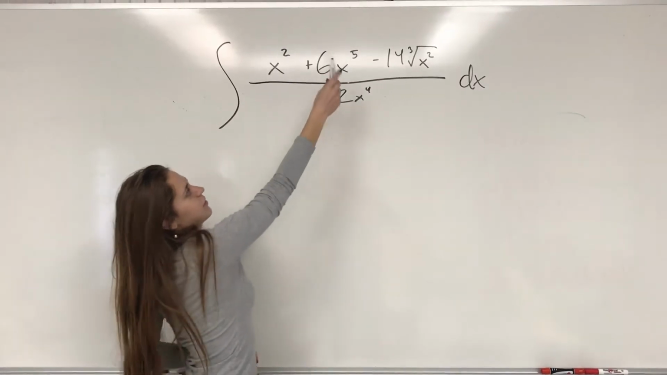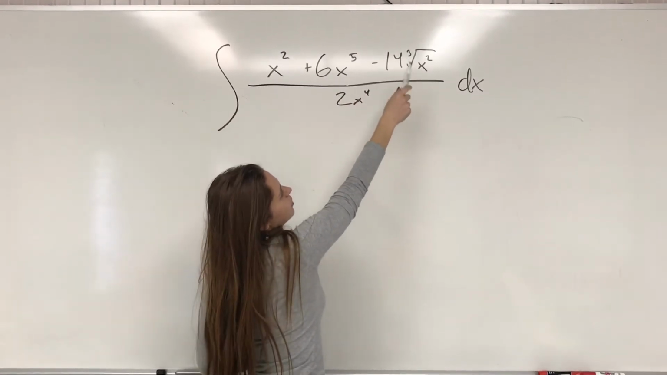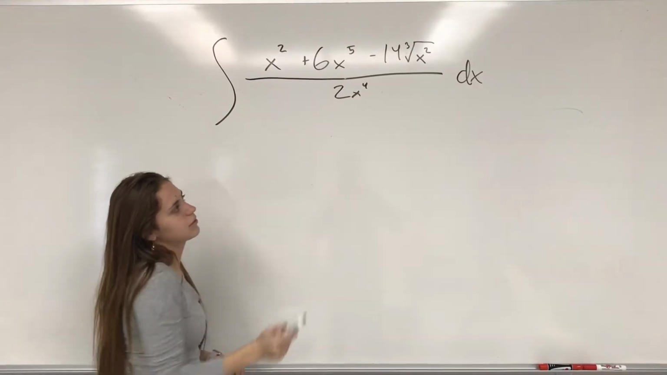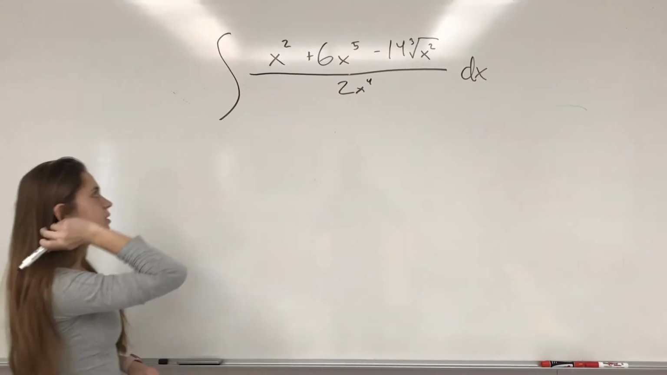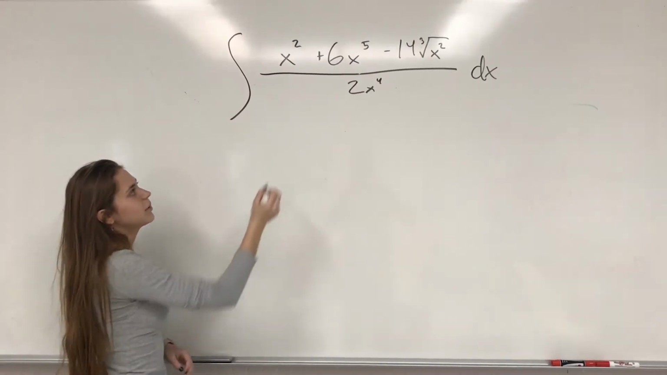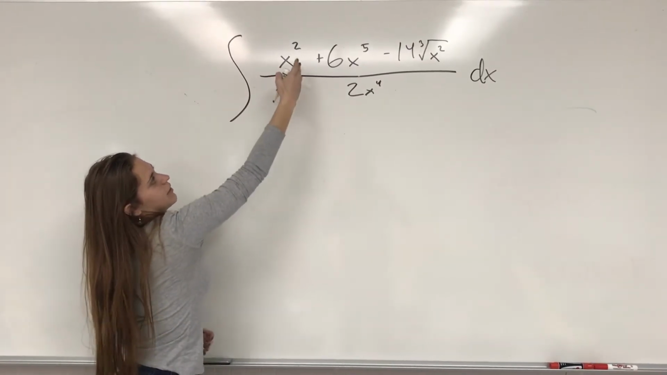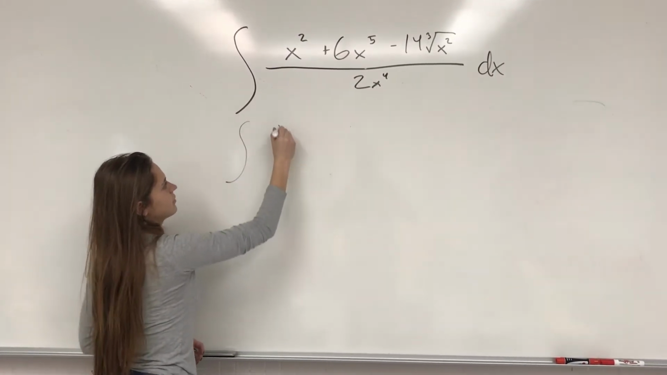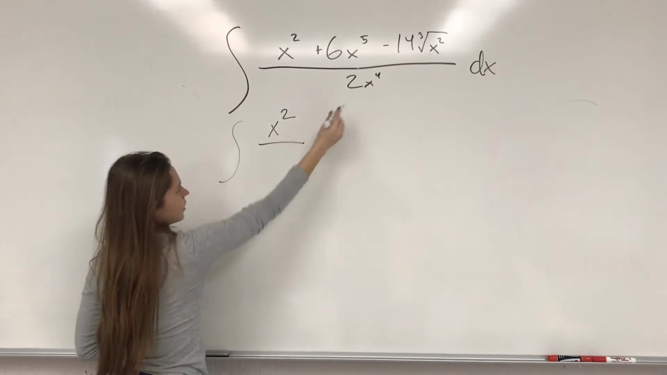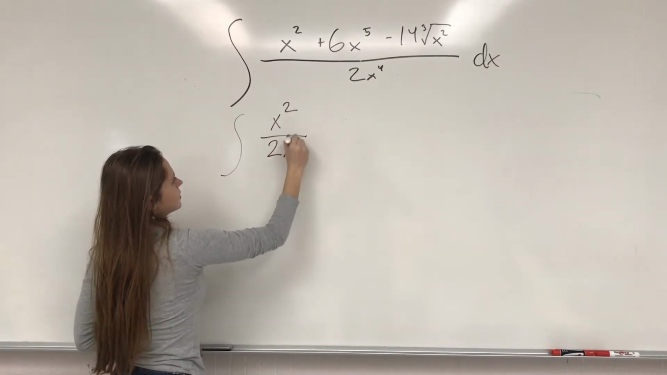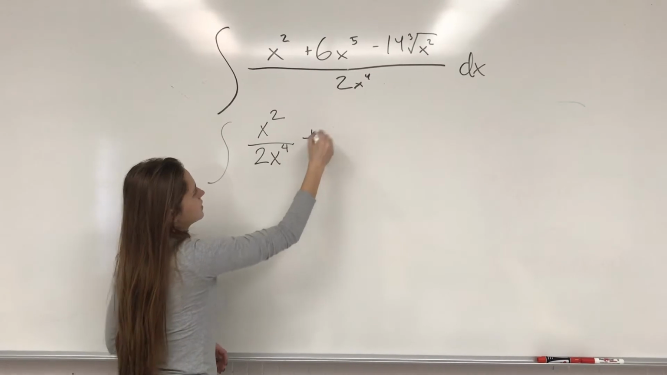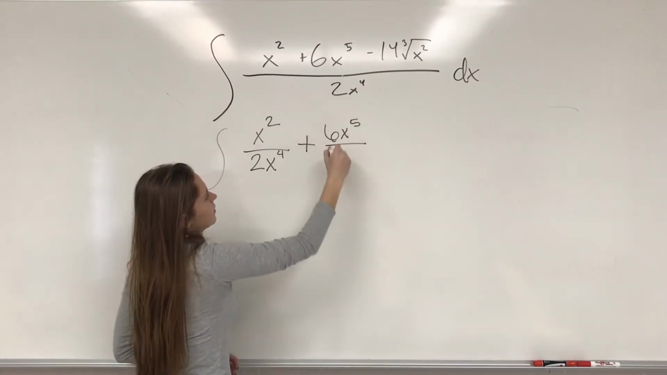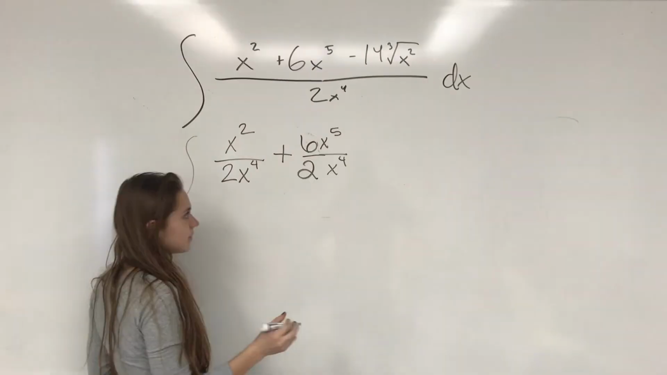plus 6x to the fifth minus 14 cubic root of x squared over 2x to the fourth dx. So first, we're gonna simplify it. We have to divide this into 3 parts. So we're gonna have integration of x squared over 2x to the fourth plus 6x to the fifth divided by 2x to the fourth.